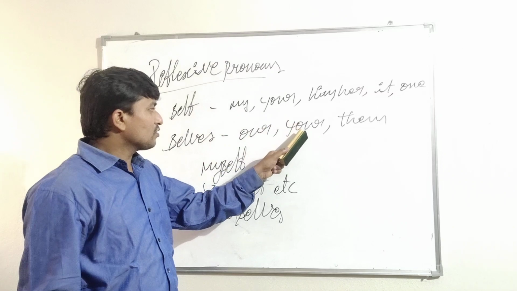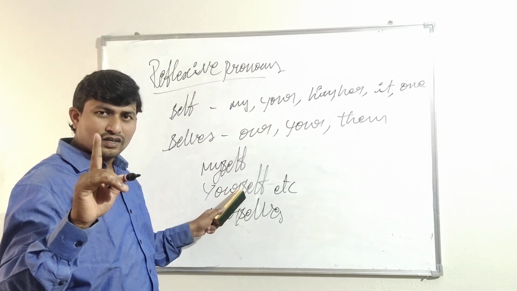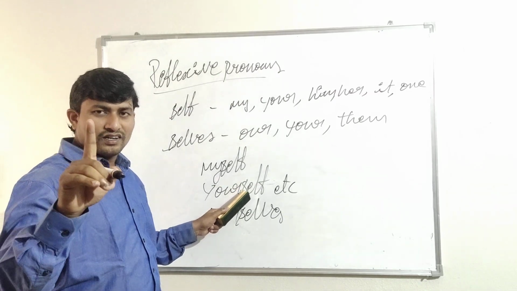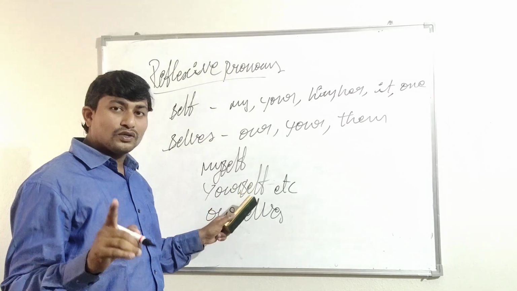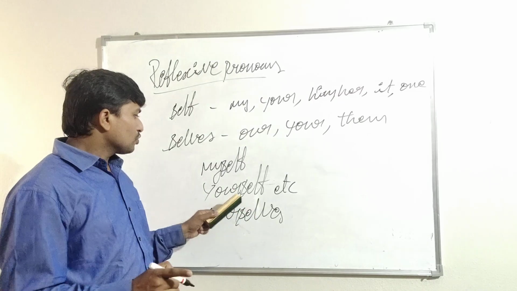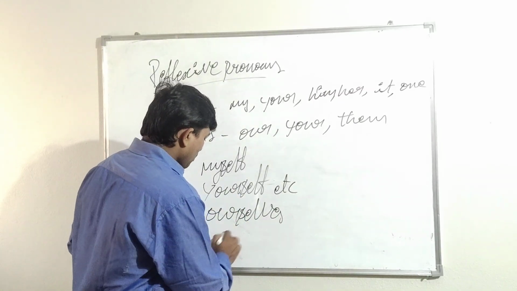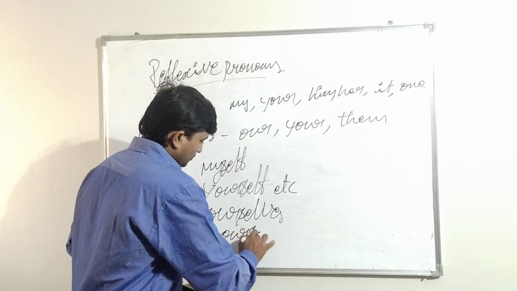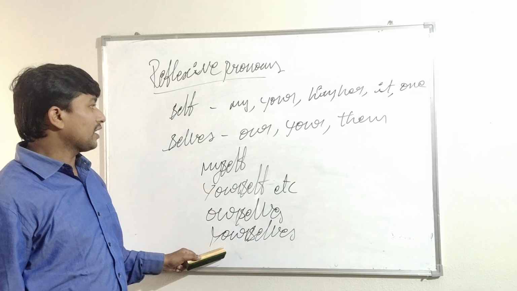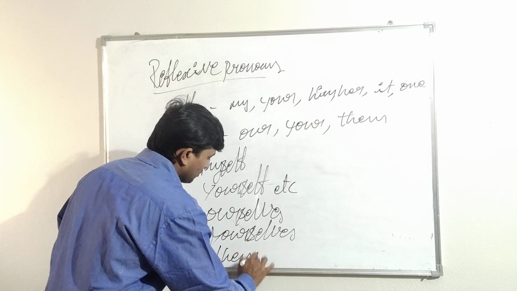Ourselves, yourselves. Yourself is used for singular, when you are talking about a person who is in front of you. Yourself is from you. You is a singular number, you is also a plural number. So yourself is used for singular number, yourselves is used for plural number. Okay, and themselves.